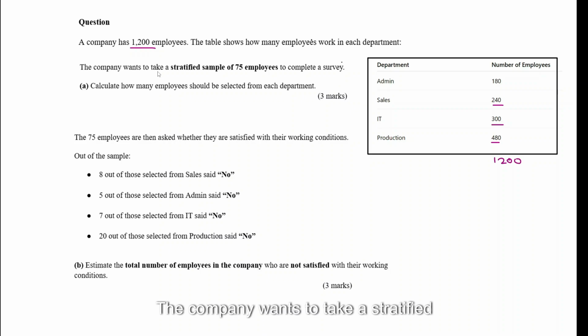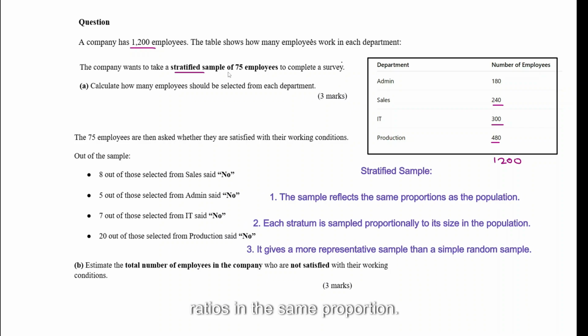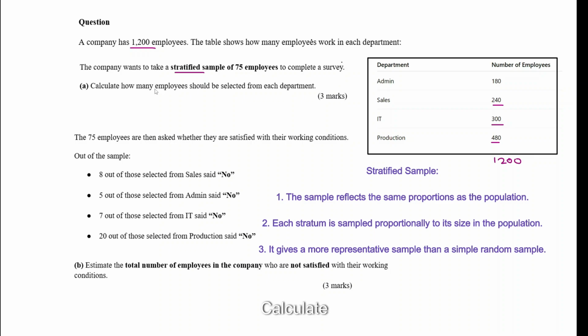The company wants to take a stratified sample of 75 employees to complete a survey. Now, a stratified sample is a sample that represents the bigger population in the same ratios, in the same proportion. Calculate how many employees should be selected from each department.